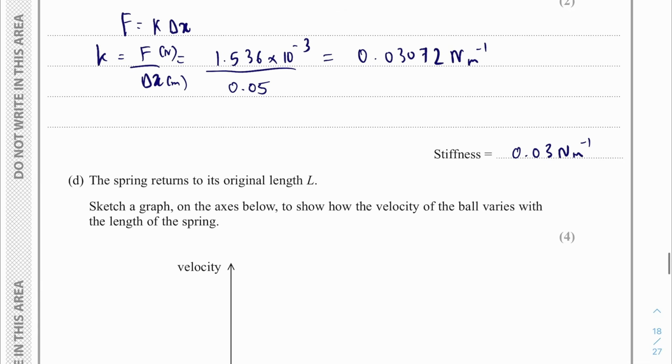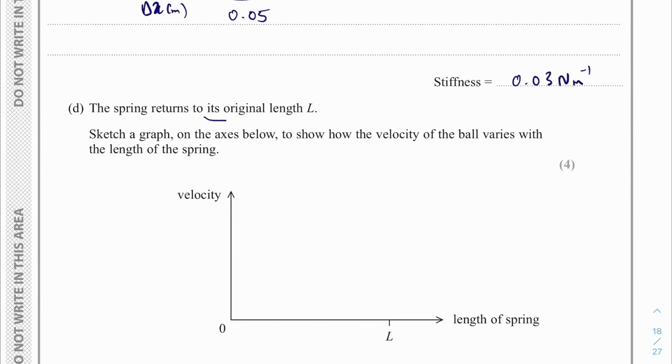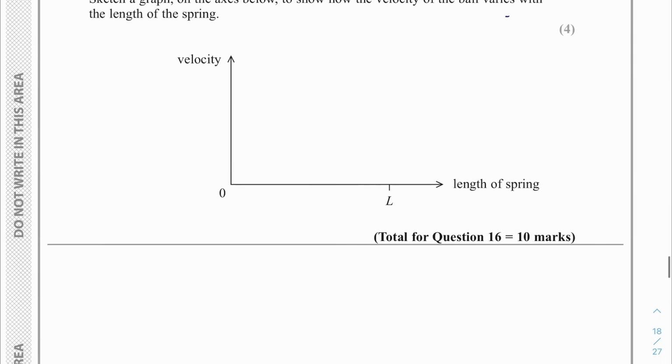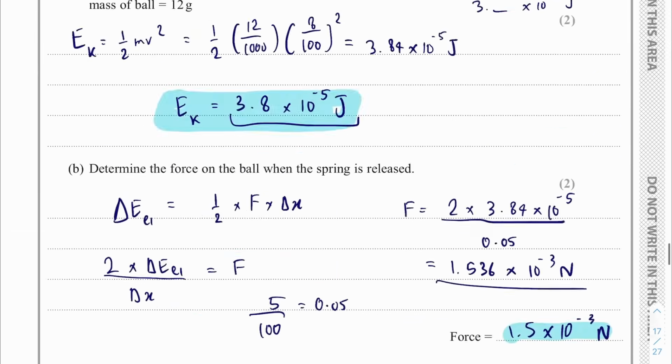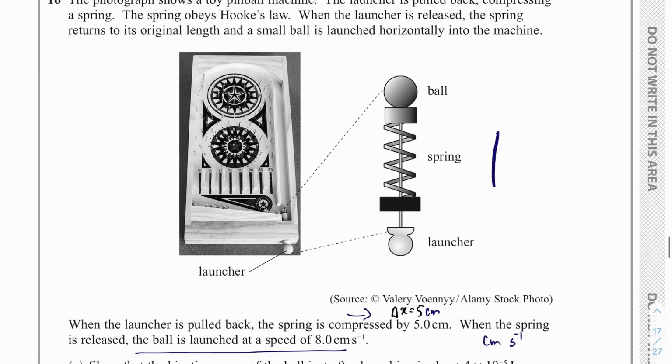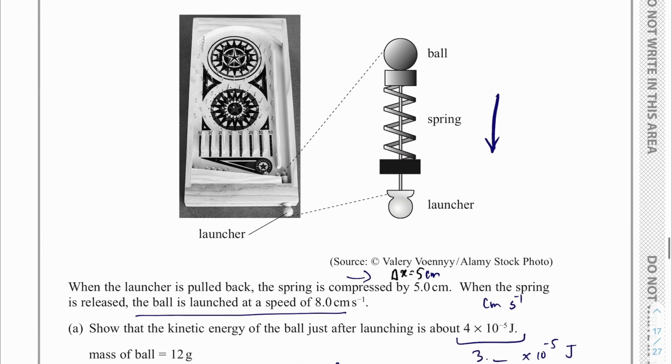Alright, then it says the spring returns to its original length L. Sketch a graph on its axis to show how the velocity varies with the length of spring. So when we compress it, we're actually going backwards, and we reach around here, and this is L minus 5. And let's say the length of the spring we're doing in centimeters, and the velocity we're also doing in centimeters per second. So we start at L minus 5, right? When we compress it, right? What did it tell us? When you compress it, that's when it's about to get launched.